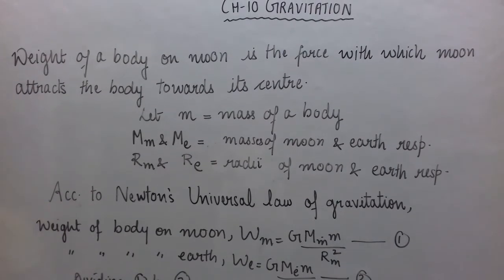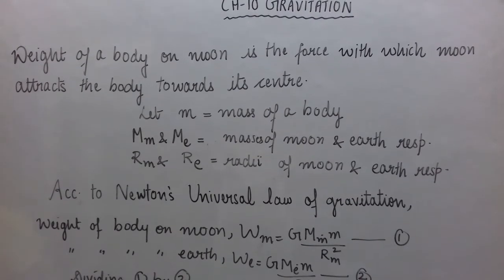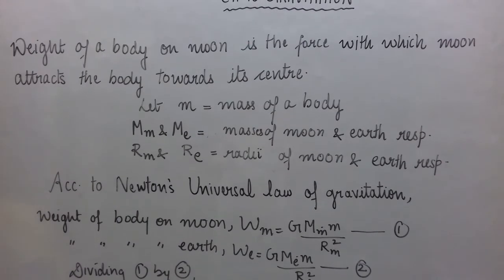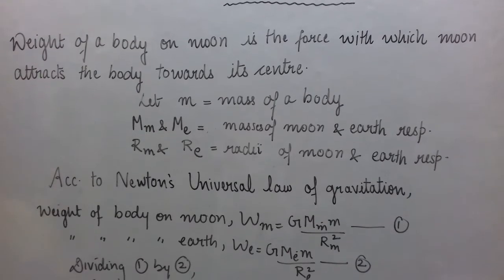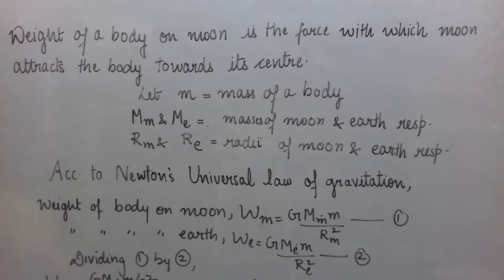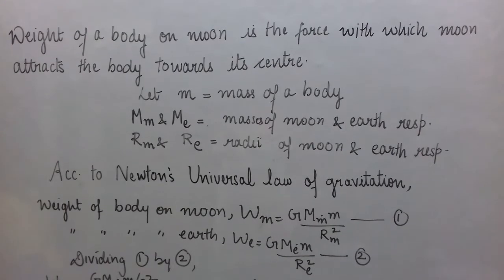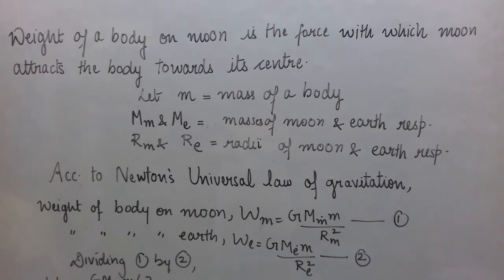So when we say weight of a body, we always consider its weight on the surface of earth, or the body is lying on the surface of earth, or the body is lying close to the surface of earth. So in that case, when we drop a body, we know that body falls vertically downwards because of gravity of earth. So we generally define weight as the force with which the earth attracts a body towards itself.